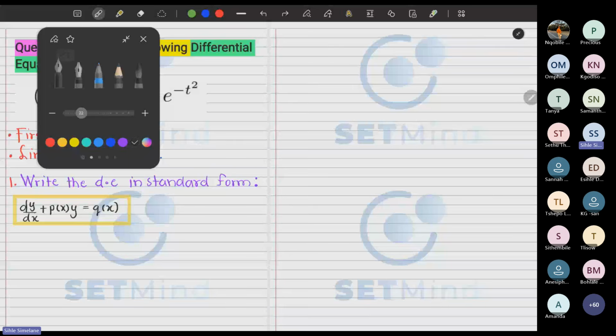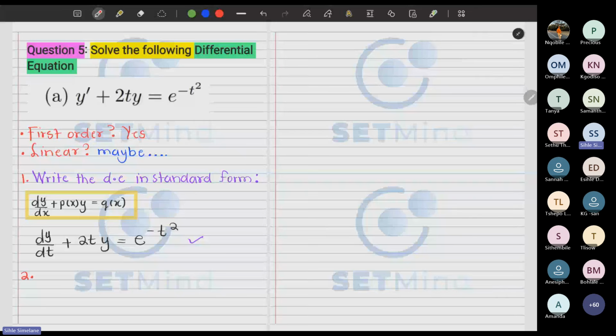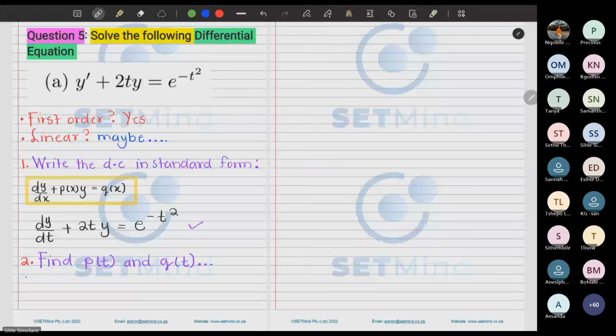We go to number 2. Number 2, what we said, if you remember our steps, we need to identify what is p of x. In this case, our independent variable, as I mentioned, is t. Then we'll need to find p of t and q of t. So now what we need to do is to find what is p of t and q of t. Okay, so I'll need your help in the meeting, guys. What is p of t? 2t. P of t is equal to 2t. What is q of t, guys?